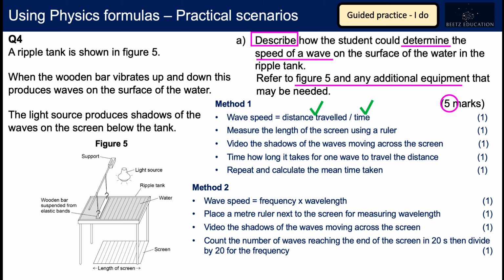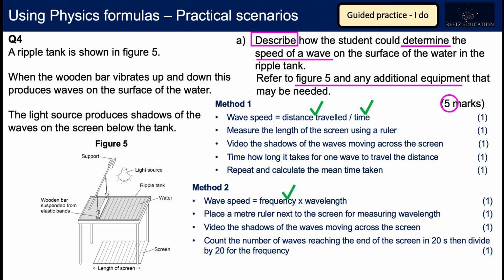I will count the number of waves reaching the end of the screen in 20 seconds, then divide by 20 for the frequency, because remember, frequency is the number of waves passing a particular point per second. If I didn't say the end of the screen, I could have said mark a point on the edge of the screen and count the number of waves passing that point in 20 seconds and divide by 20. You could have done 10 seconds, 30 seconds, it doesn't matter. As long as you divide by the number of seconds, you'll be getting the frequency. I've mentioned frequency. I've ticked it off my list.